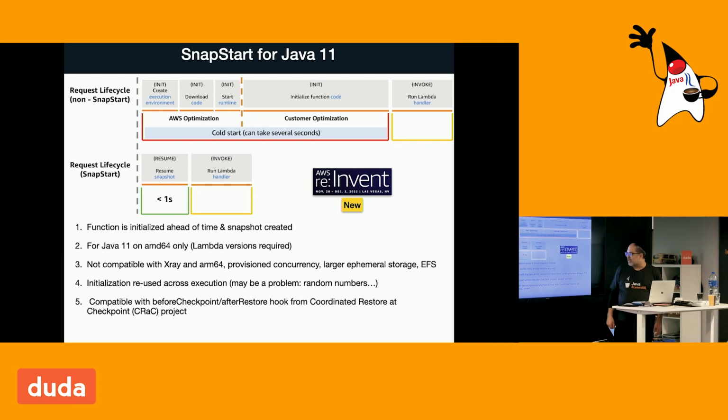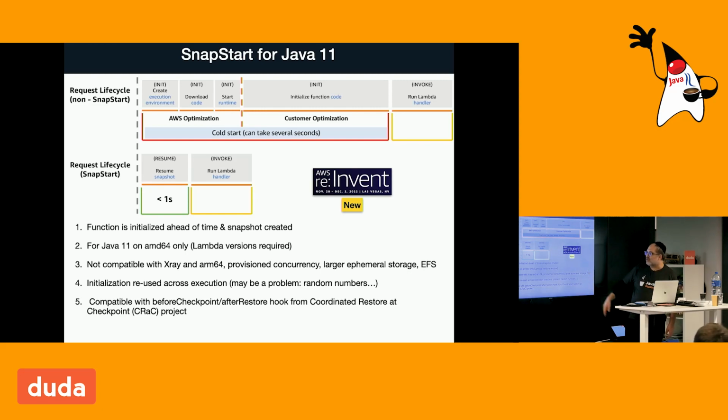So we talked about the limitations here. There are other limitations, like using EFS, a network file system. Also, you need to verify that the initialization may be reused across executions. So if you are initializing a random number generator or something like that, it's not a good place to put it in the init when you are using SnapStart, because all your Lambdas will use the same random that will not be random. So there are solutions for that.